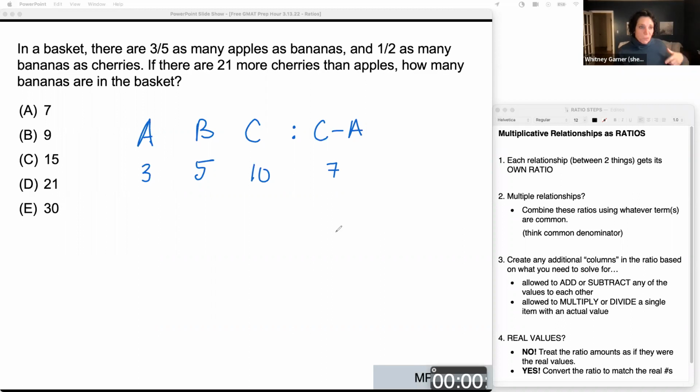I know that the difference I want is actually 21. That gives me my scaling factor. So how many bananas? I'd multiply that by 3. I got 15 bananas. So any of the stuff that we need to add or subtract, we can also create an item for.